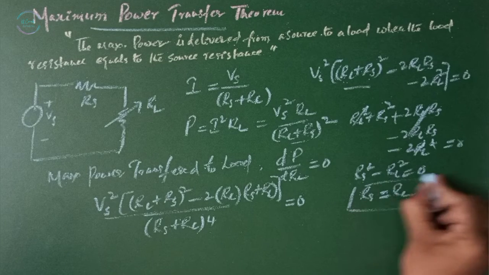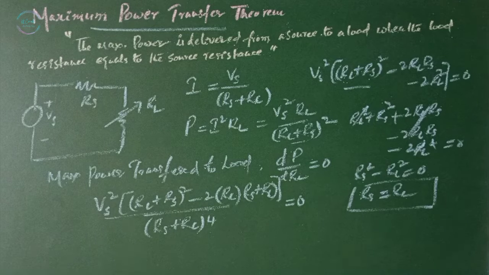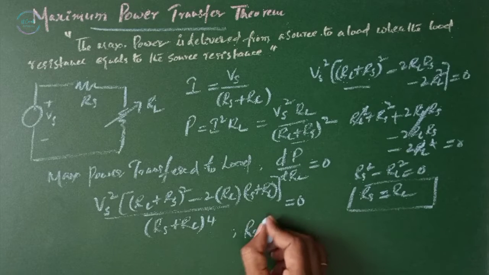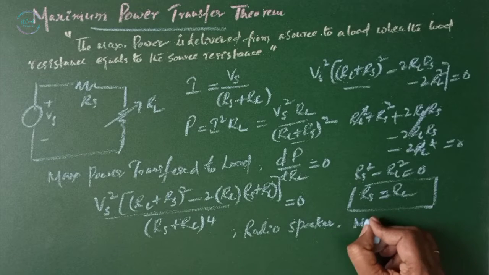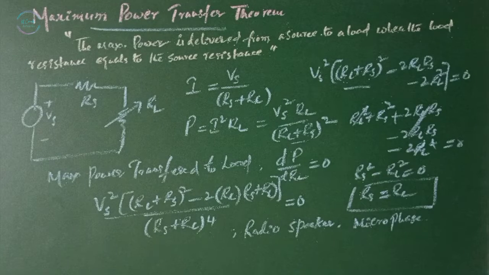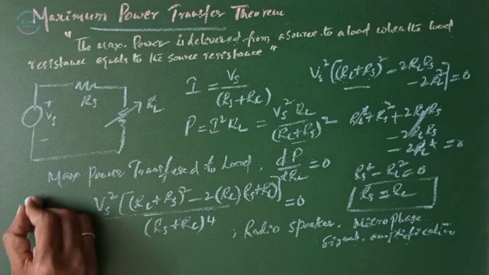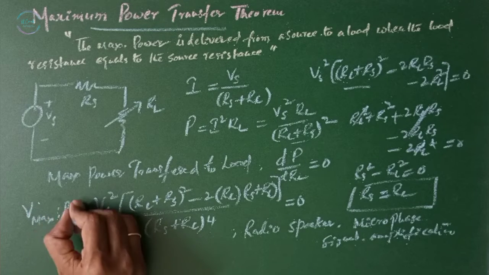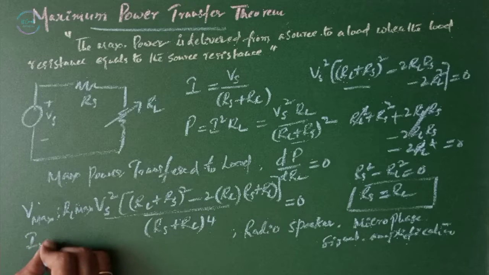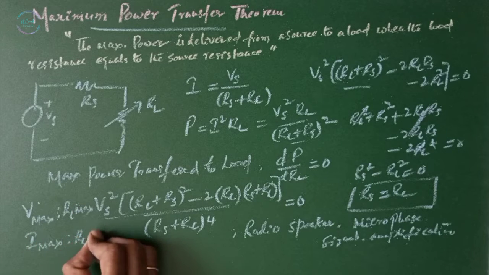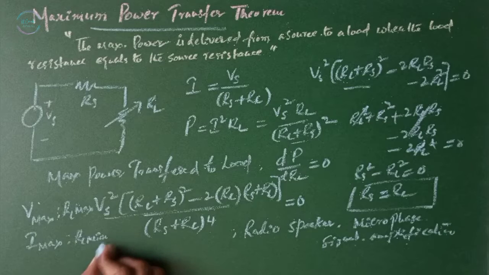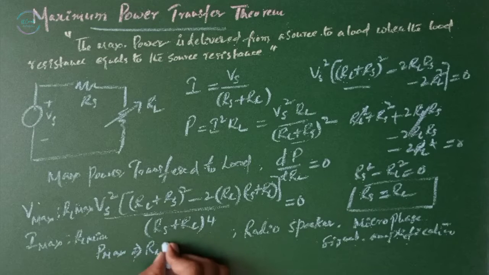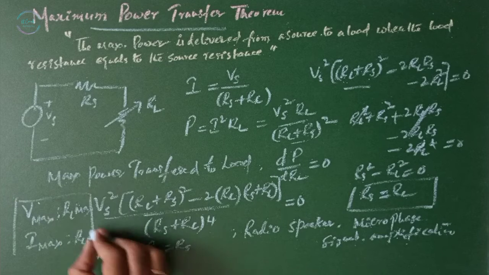This is the condition to get the maximum power delivered to the load, and this is applied in radio, speakers, and microphones, where the signal needs to be amplified. But usually the voltage is max when RL is max. Current is max when RL is minimum. But power is max when RL equals Rs.